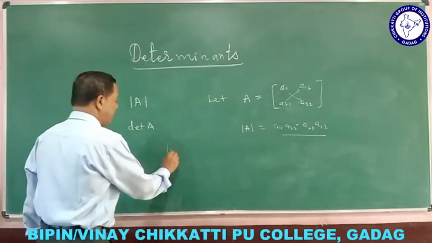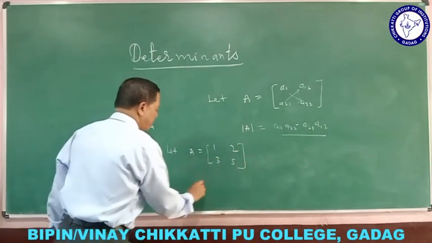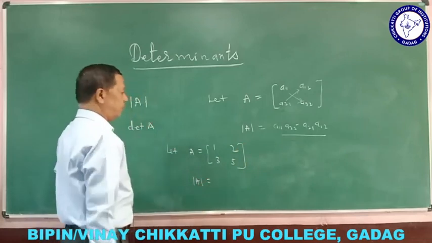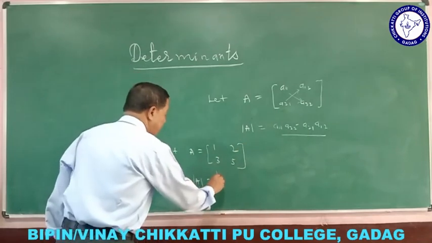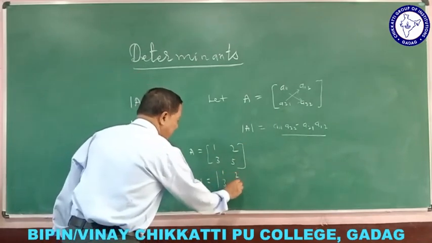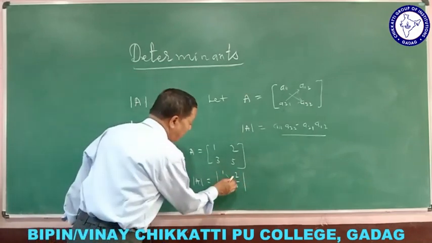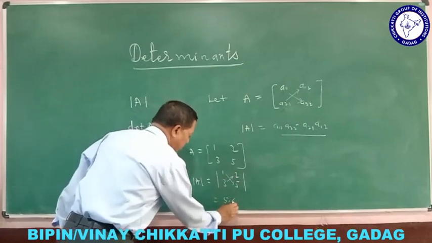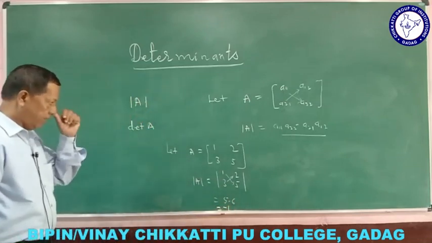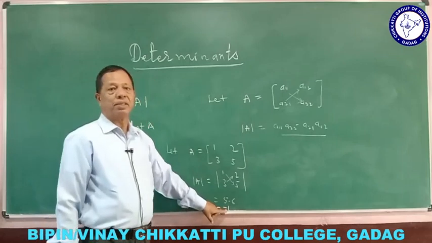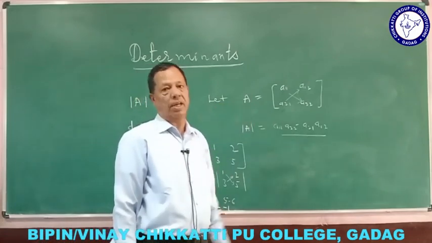For example, if A is the matrix with rows 1, 2 and 3, 5, then the determinant of A is written with the determinant symbol, 1, 3, 2, 5. We can write like this, and in the same way you multiply crosswise. What is the answer then? 5 minus 6. The answer is minus 1. And now you see, this number is the determinant of the matrix A.